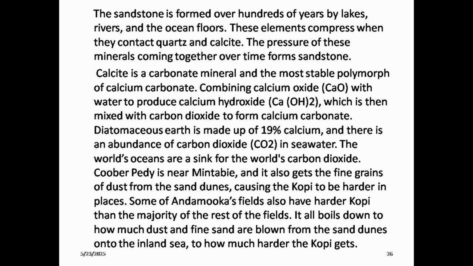Calcite is a carbonate mineral and the most stable polymorph of calcium carbonate, combining calcium oxide, CaO, with water to produce calcium hydroxide, Ca(OH)2, which is then mixed with carbon dioxide to form calcium carbonate. Diatomaceous earth is made up of 19% calcium, and there is an abundance of carbon dioxide, CO2, in seawater. The world's oceans are a sink for the world's carbon dioxide.